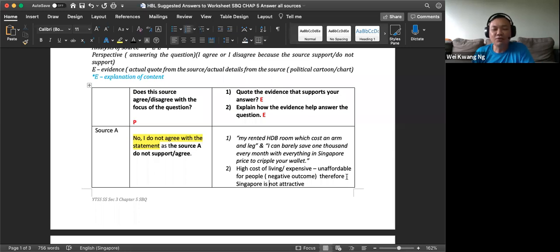This is a very important thing. I cannot emphasize this again. This is very, very important because you are using the content and you are trying to explain the content to me. Why is it that the source does not support or does not agree? So far, so good.